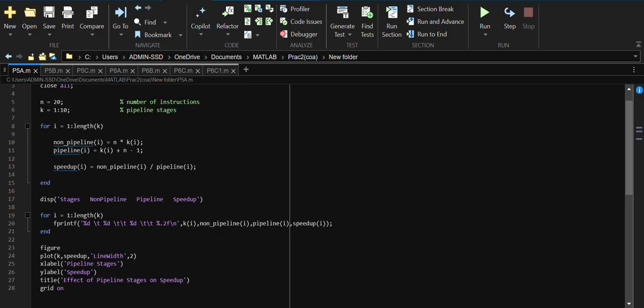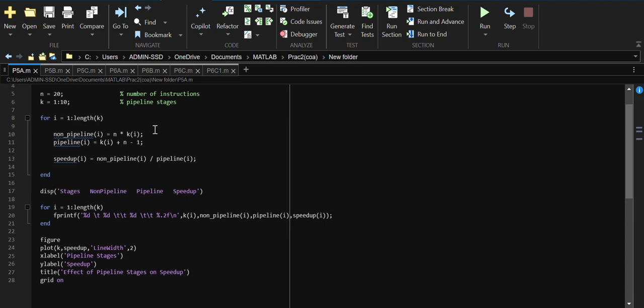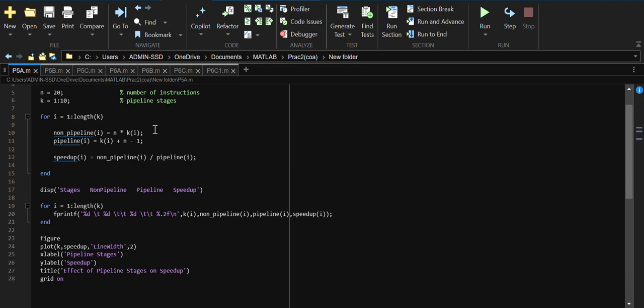First, the program defines the number of instructions executed by the processor and the range of the pipeline values. Then it calculates the execution time for two cases, that is, for non-pipelined execution and pipelined execution. In non-pipelined execution, each instruction must complete all stages before the next instruction. So the total execution time is the number of instructions multiplied by the number of stages, which is given as non-pipeline of k = n × k.